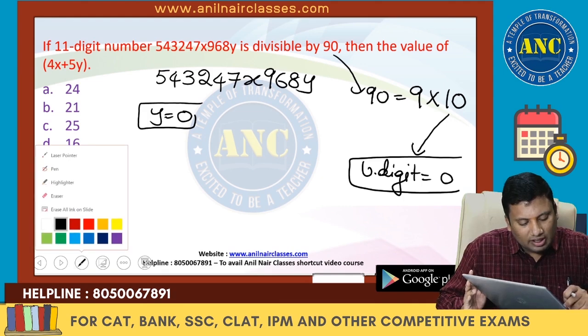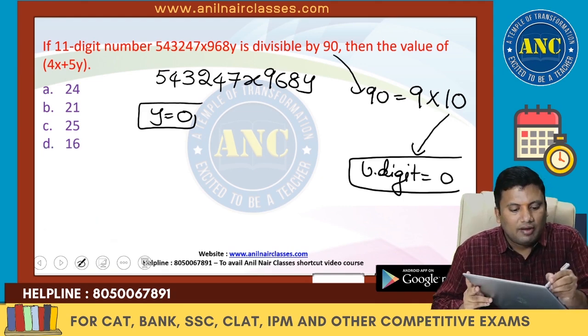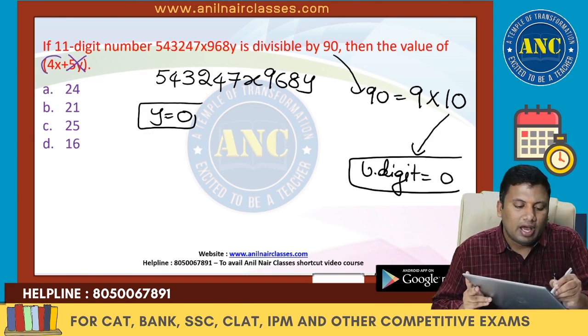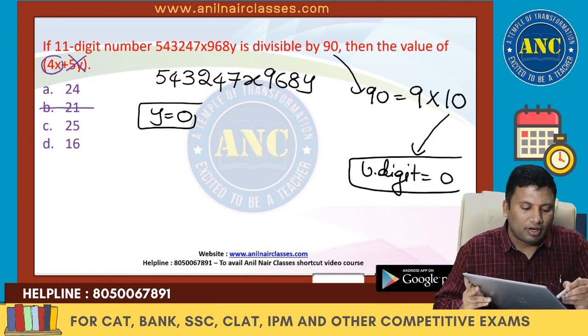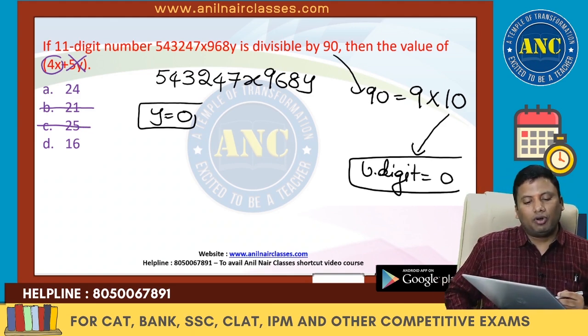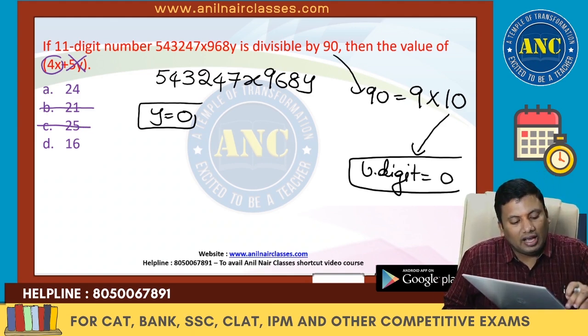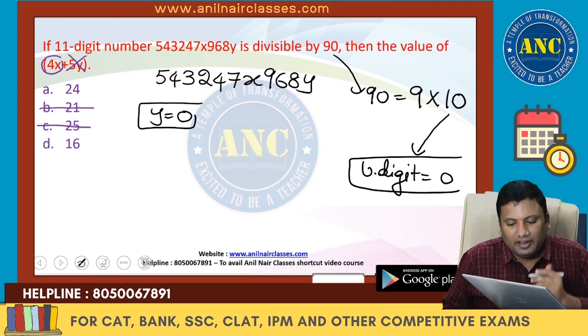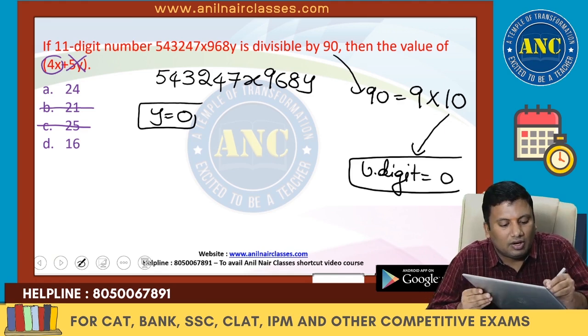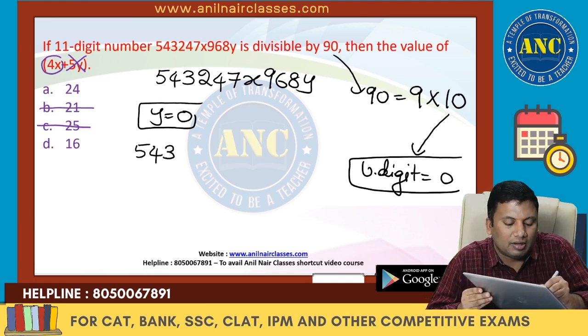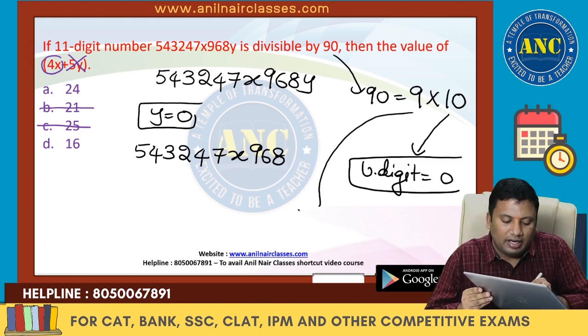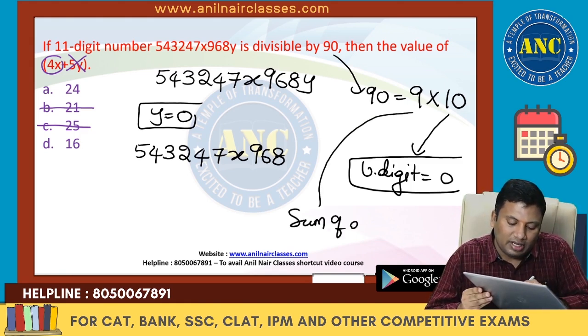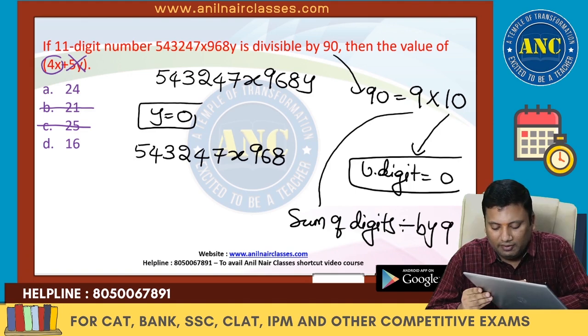If y is 0, 0 into anything is 0, the answer should be divisible by 4. 21 and 25 are eliminated. Y is 0, so the remaining number is nothing but 5, 4, 3, 2, 4, 7, 6, 9, 6, 8. What is the divisibility rule for 9? Sum of the digits should be divisible by 9.